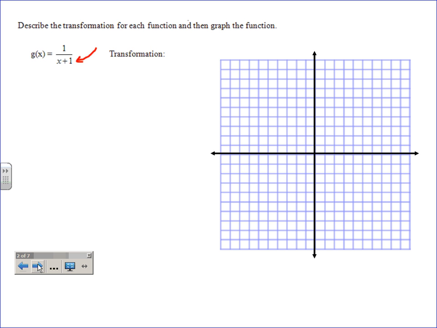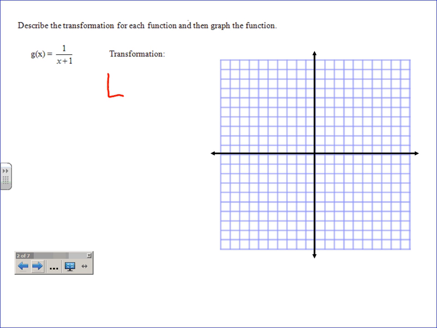Anybody want to take a stab at that one? Inside or outside? Yes. It is inside. Very good. Because outside would be something like this, +1. All right? So it is inside. And inside is either it moves it right or left, correct? But this one, it's opposite of what you think then. So we're going to move this left.